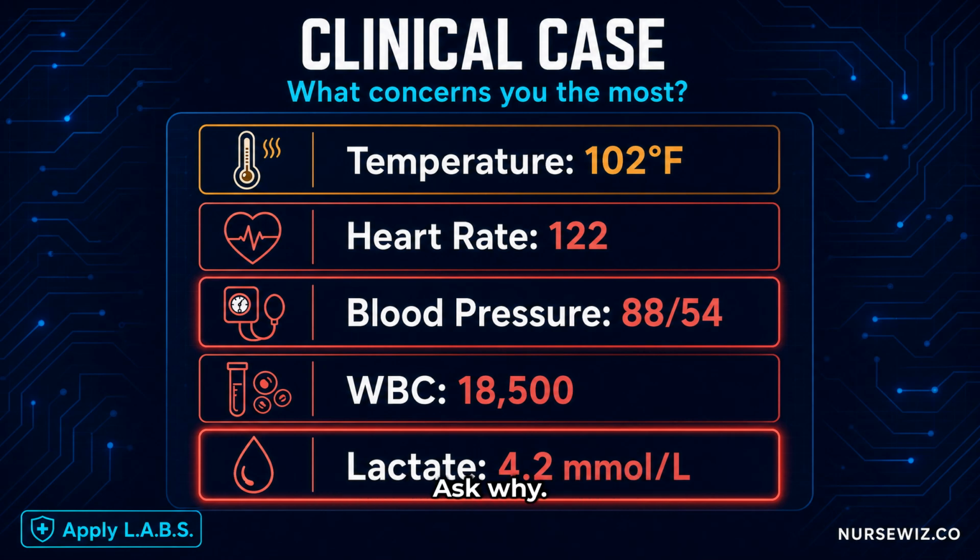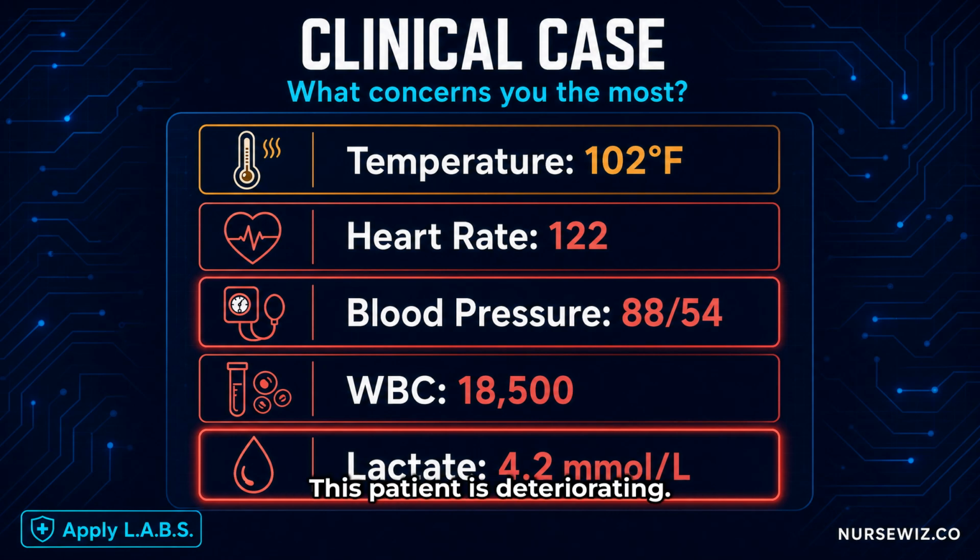Ask why. Fever with a white count of 18,500 says the body is fighting infection. A heart rate of 122 with a pressure of 88/54 says the body is compensating and losing ground. A lactate of 4.2 says tissue is not getting the oxygen it needs. Build the clinical picture. These aren't 5 separate findings. They're one process. Infection plus poor perfusion. That's the sepsis pathway.